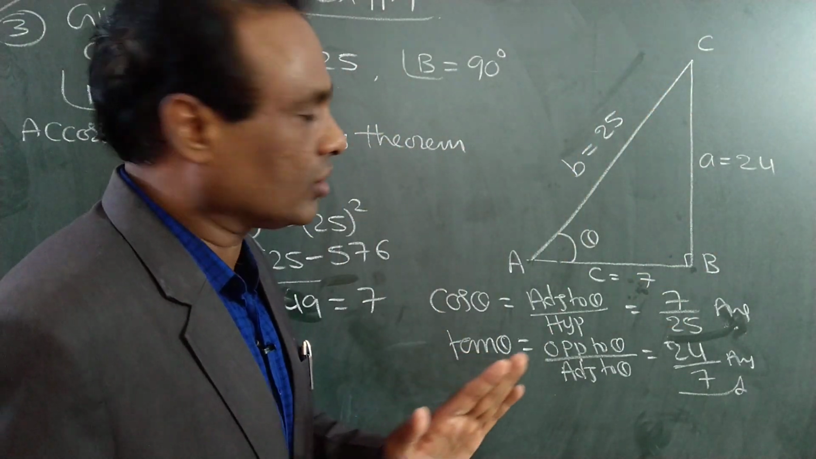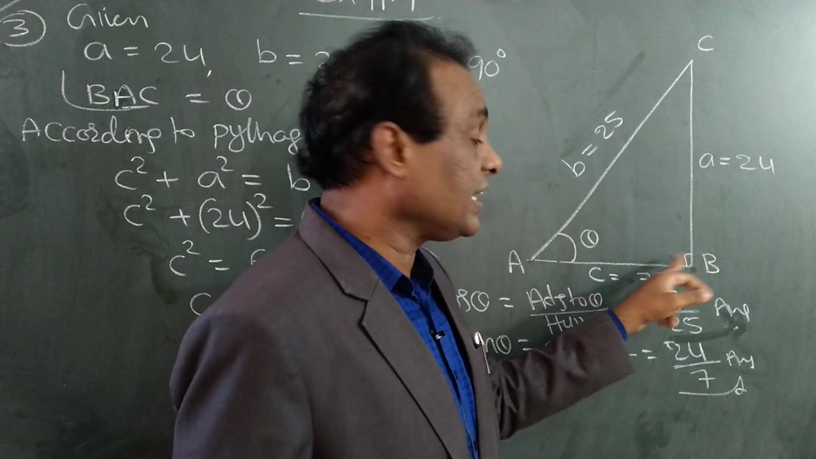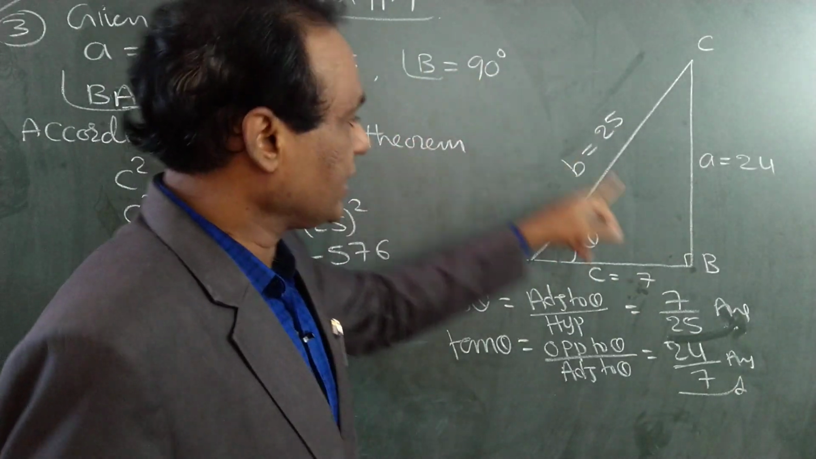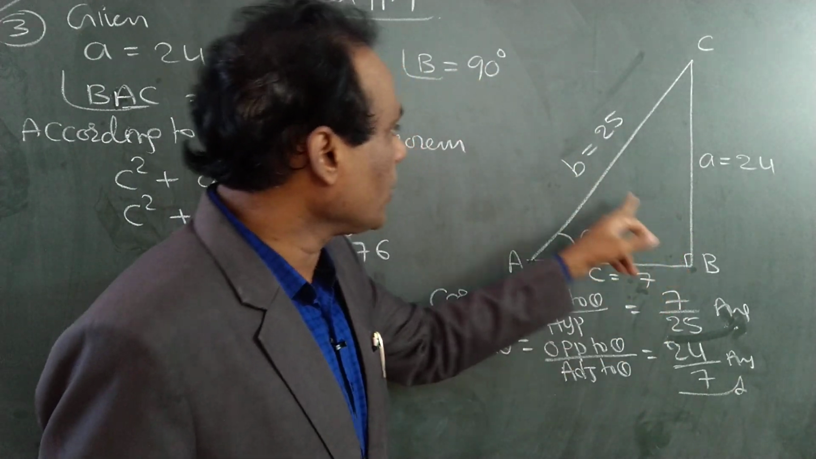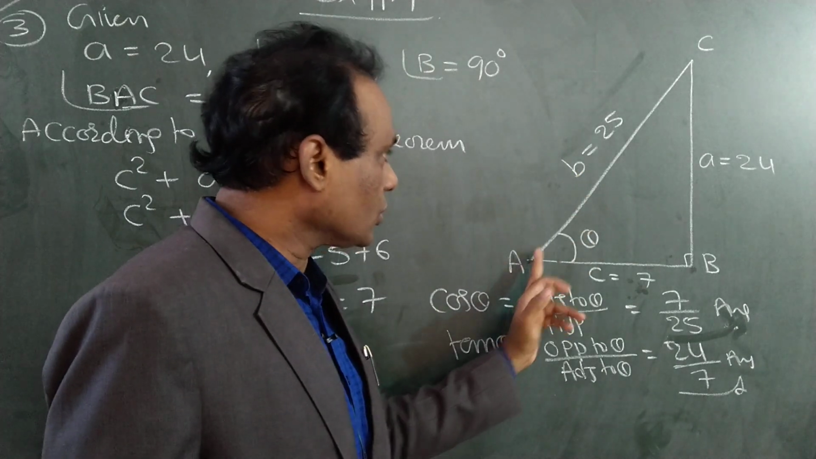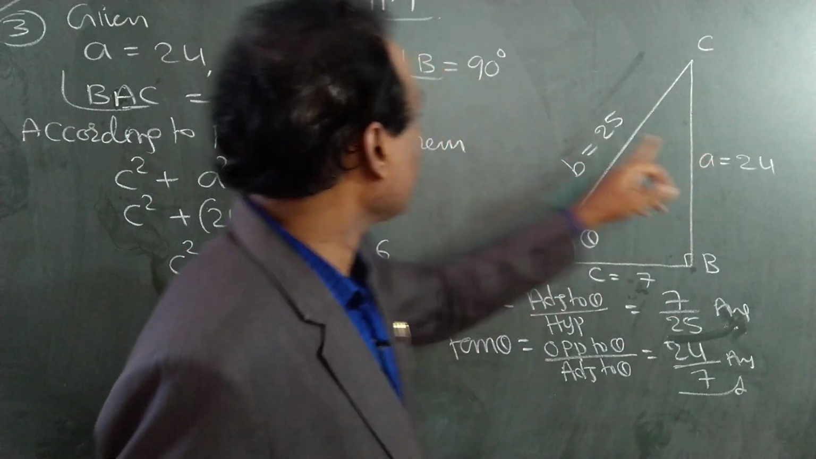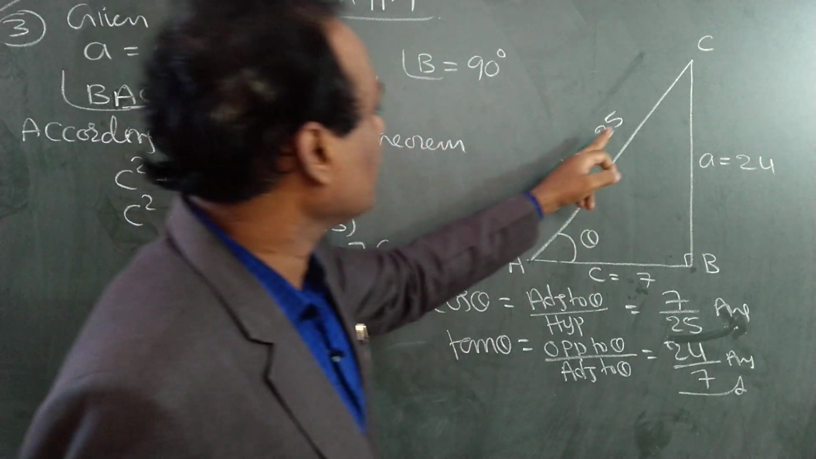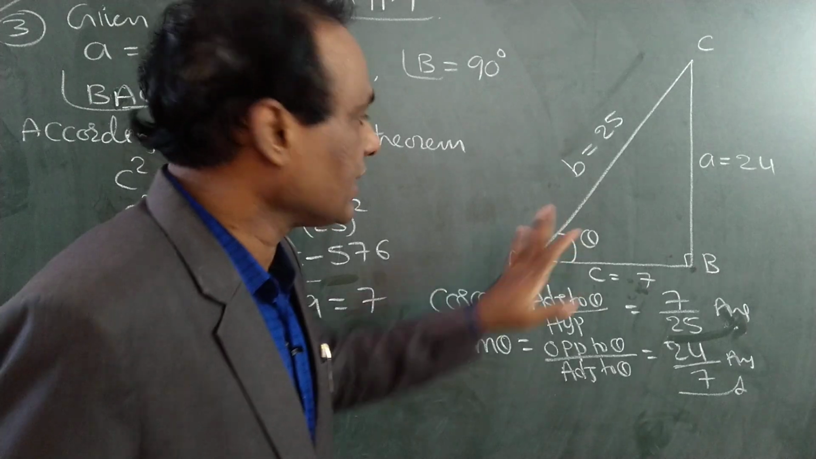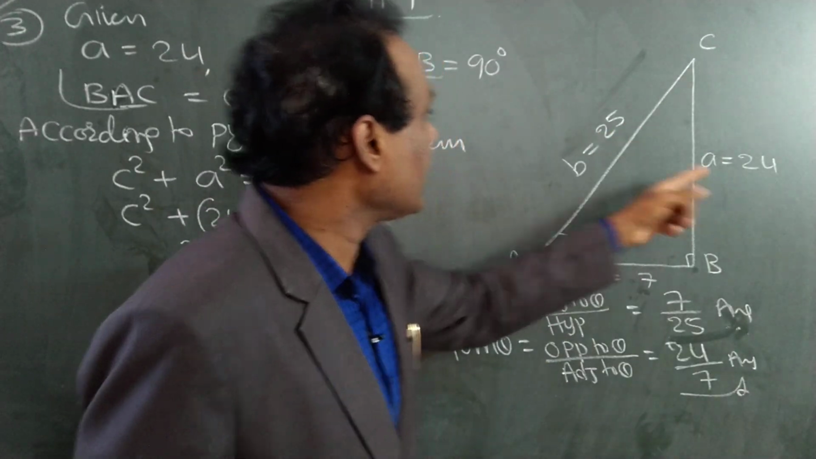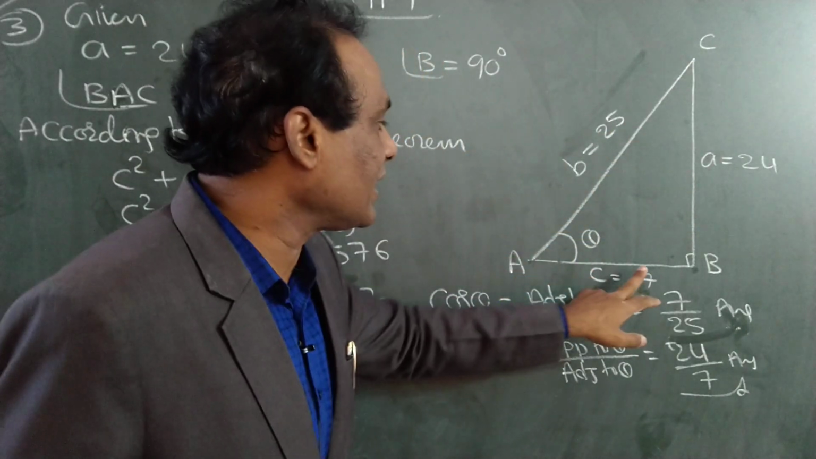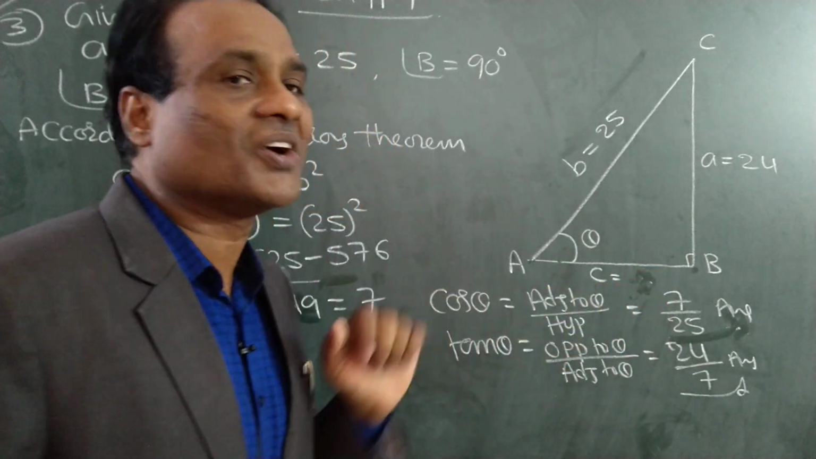It is given in the question. Which angle is 90 degrees? It is given that B is 90 degrees. The side opposite to B is small b, the side opposite to A is small a, and the side opposite to C is small c. A is given as 24 in the problem, B is given as 25. This angle is theta. These two sides are given; the third side is not given. We have to find it.